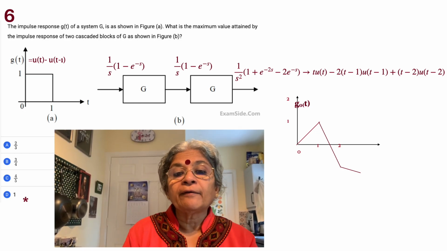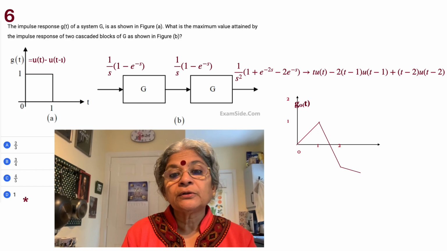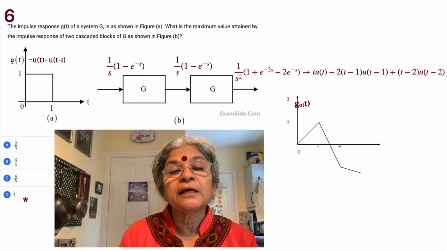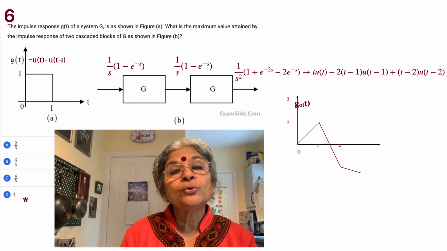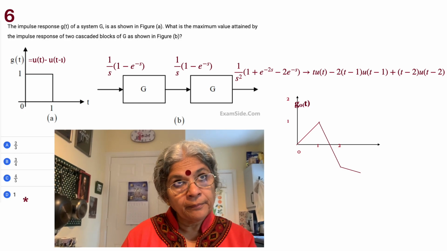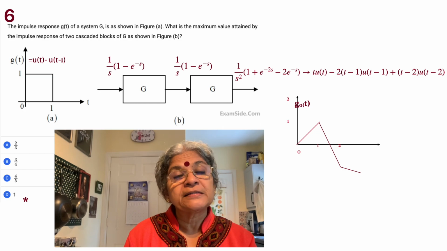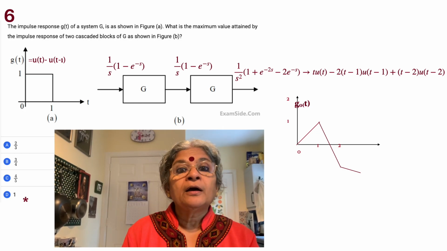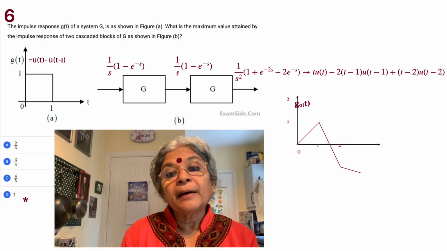Then you have 1 by s square into e raised to minus s. At t equal to 1, what happens is that you are going to have minus 2 e raised to minus s by s square, being Laplace invertible to again minus 2t.